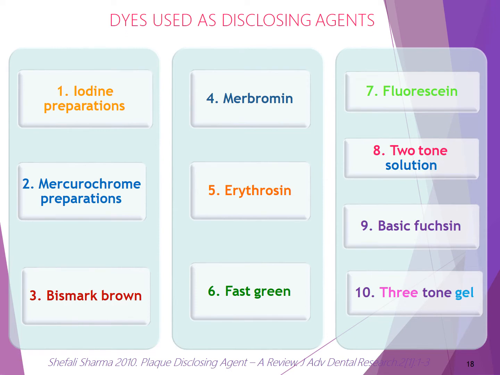Now the dyes used as disclosing agents are iodine preparation, mercurochrome preparation, and Bismarck brown. Then merbromine, erythrosine, fast green. Seventh is fluorescein, two-tone solution, basic fuchsin, and three-tone gel.